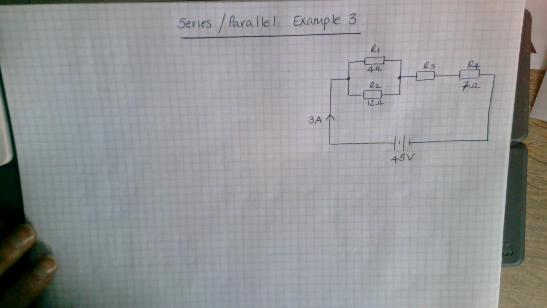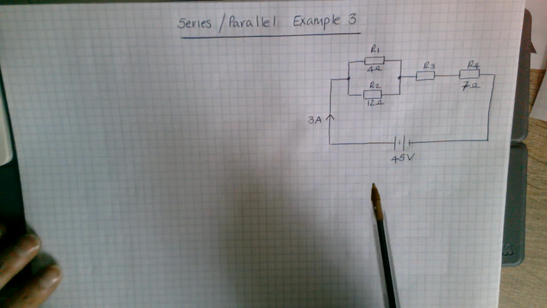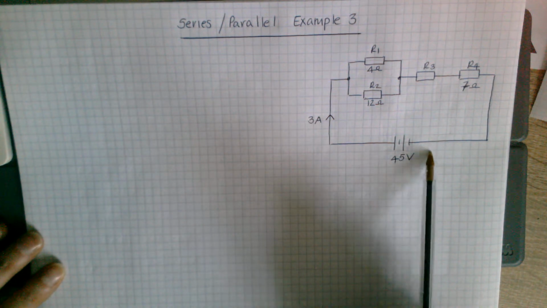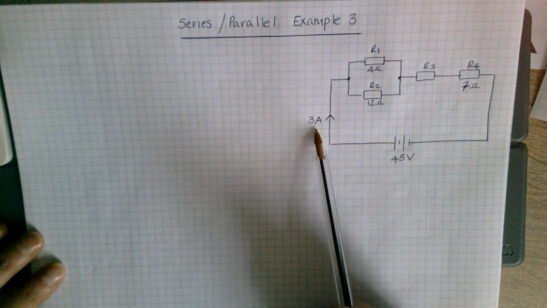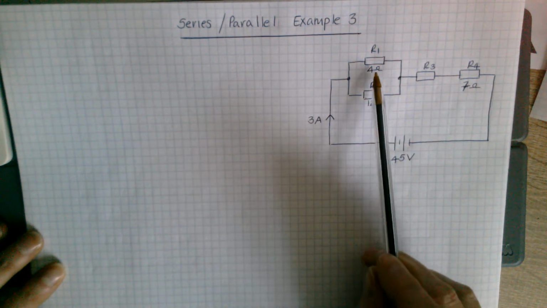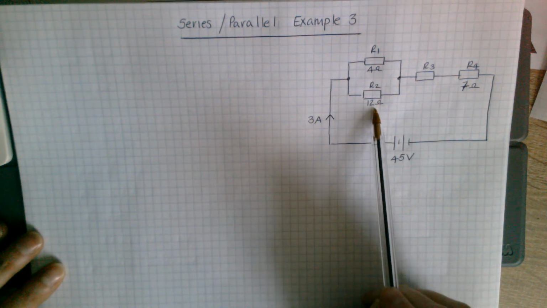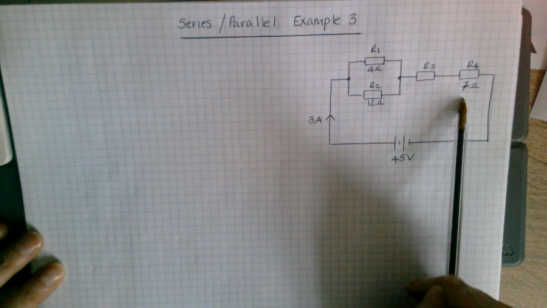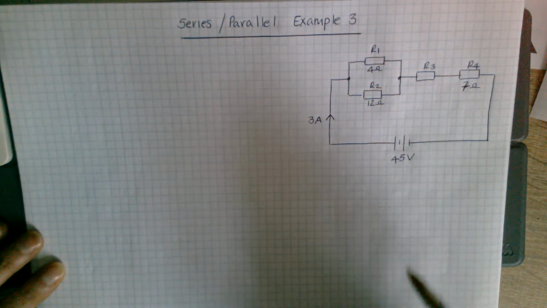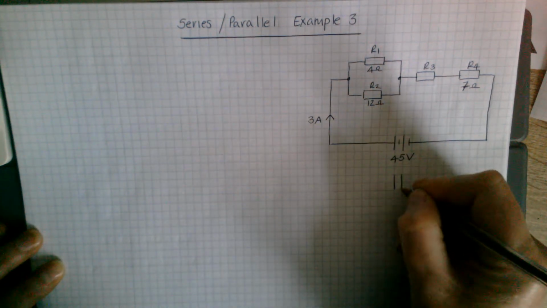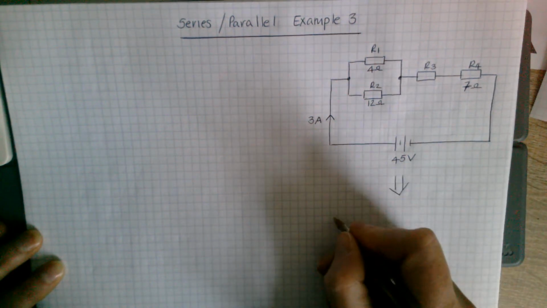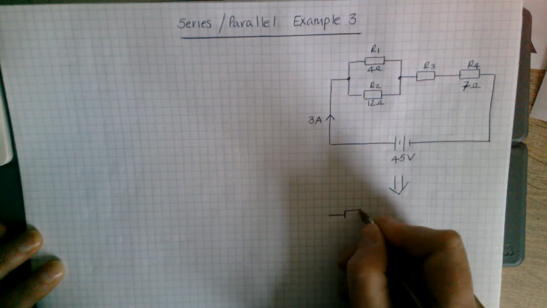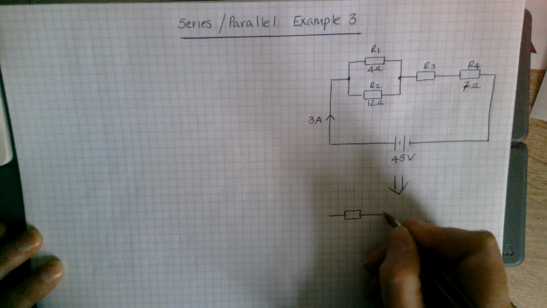Okay, so moving on from example 2, this is example 3. In this example, you're given your supply voltage, you're given your current, a value for R1 of 4 ohms, R2 12 ohms, R3 is your unknown, R4 is 7 ohms. So again, I'll start this one by doing an equivalent circuit of 3 resistors in series.